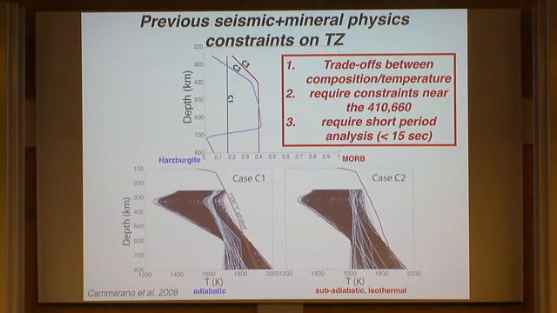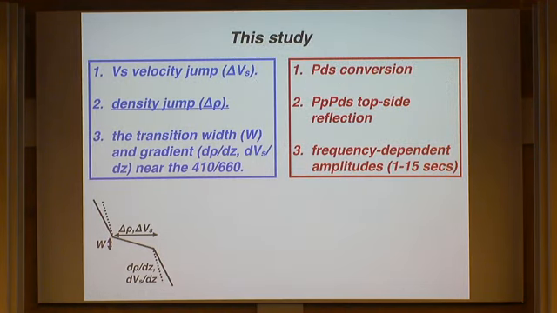And to focus on this study, again, this is the parameter that we try to understand, and this is going to be the observation we try to utilize to retrieve this information. So we will basically use the conversion from the boundary. We will use the topside reflection from the boundary as well as the frequency-dependent amplitude over a wide frequency range. In particular, we focus on from 1 second to 15 seconds. In that case, that gives you enough resolution over the detail that we want to understand.